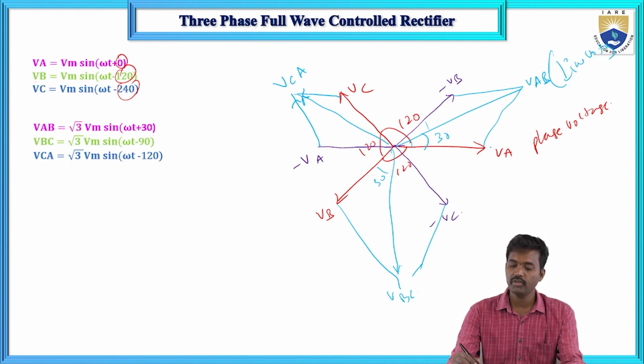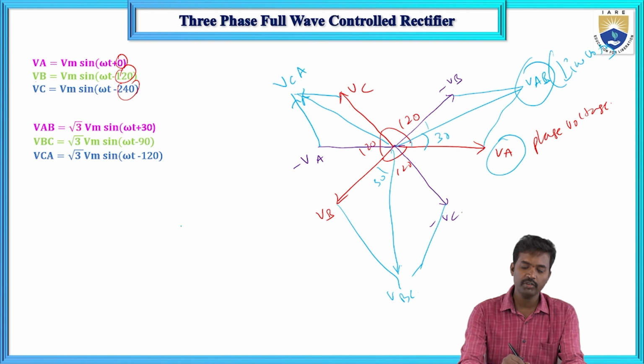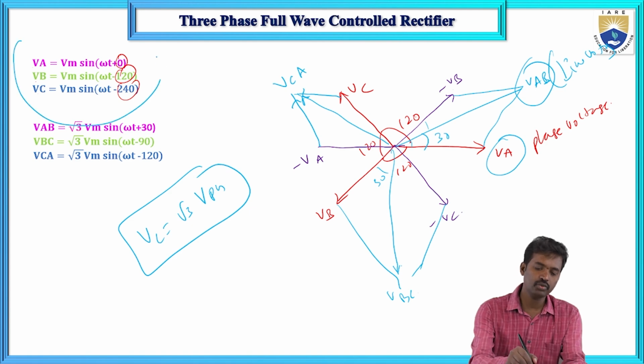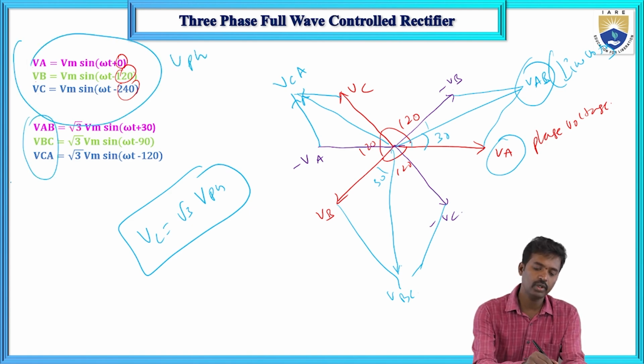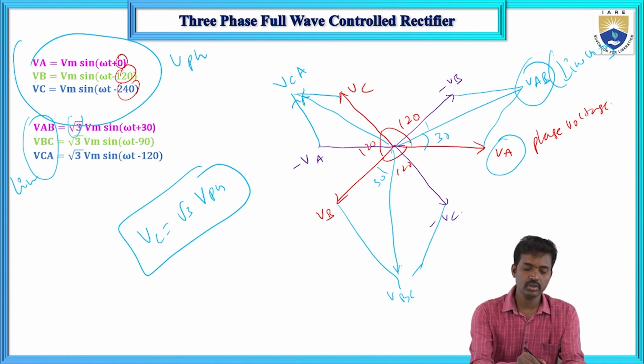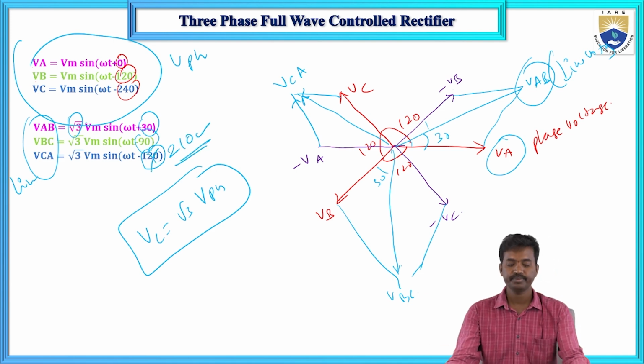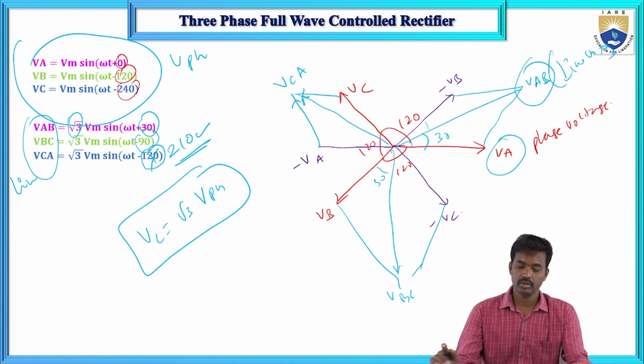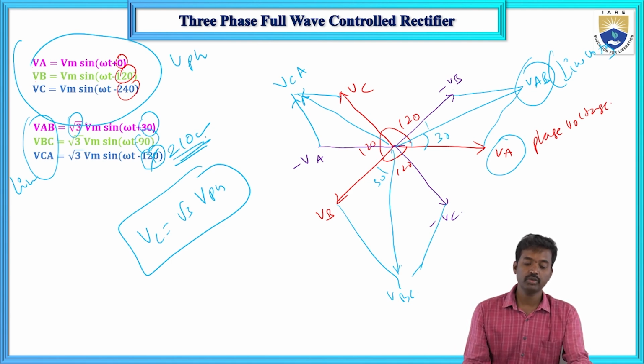What is the difference between the phase voltage and the line voltage? The relation is VL equals root 3 into V phase, where Vm is the maximum value. There is a difference of 30 degrees: 30 plus 120 minus 90 gives 210 degrees, not 120. Minus 90 plus 120 gives 210 degrees.